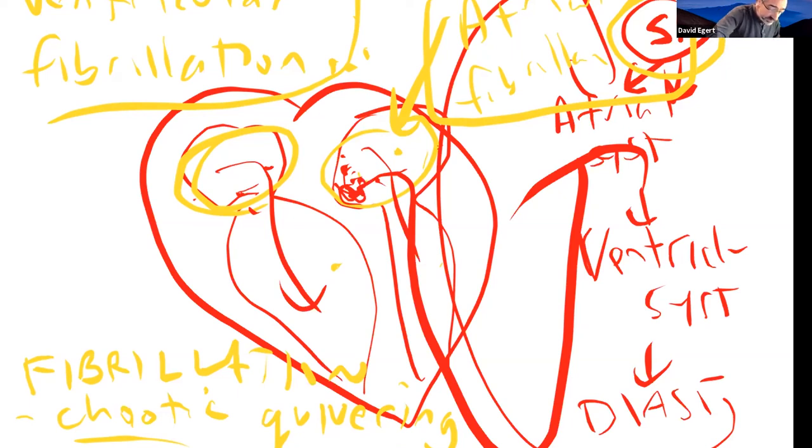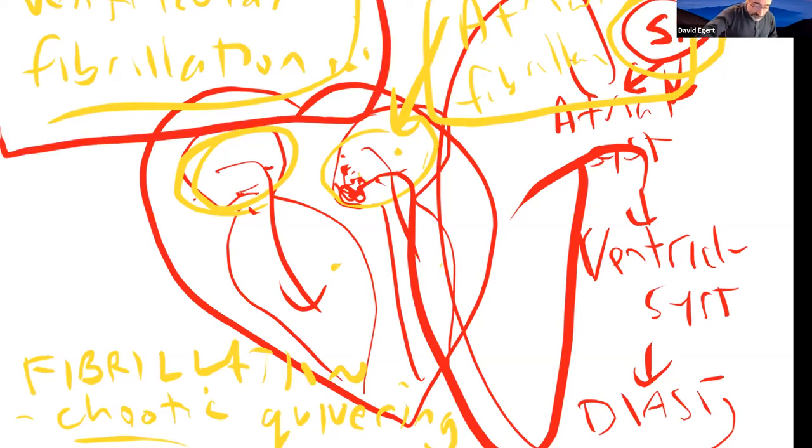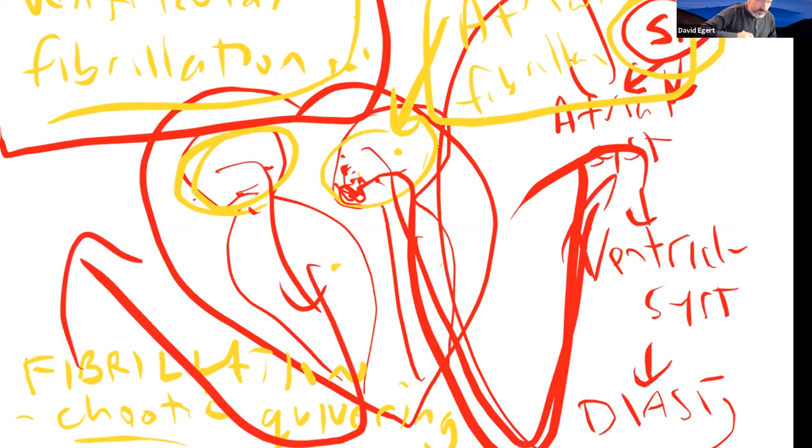Ventricular fibrillation is catastrophic. Your ventricles are not going to pump the blood out to your body, so you're going to be toast pretty soon.